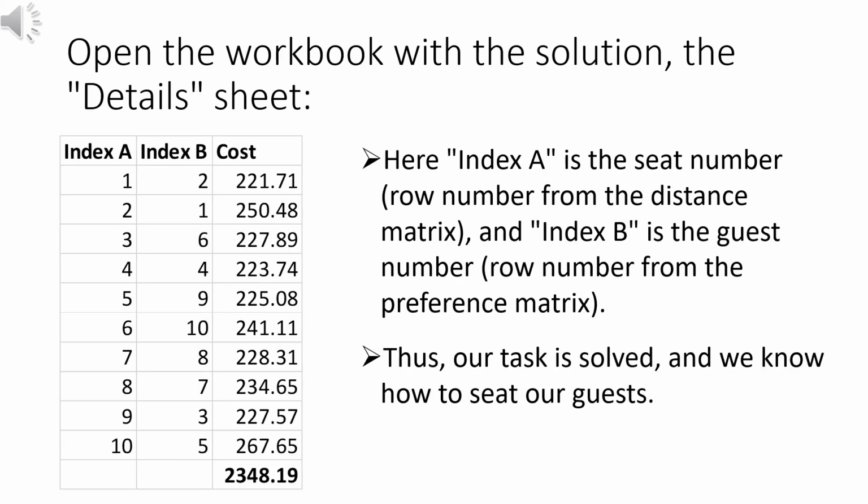Open the workbook with the solution, the details sheet. Here index A is the seat number, row number from the distance matrix, and index B is the guest number, row number from the preference matrix. Thus, our task is solved, and we know how to seat our guests.